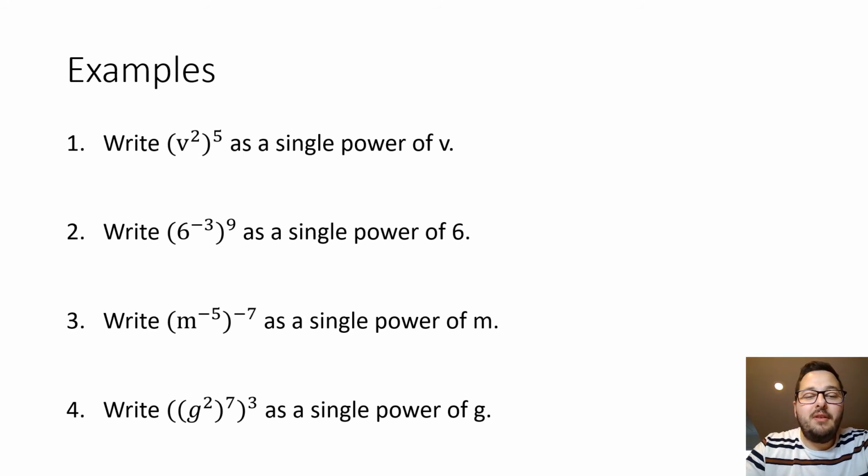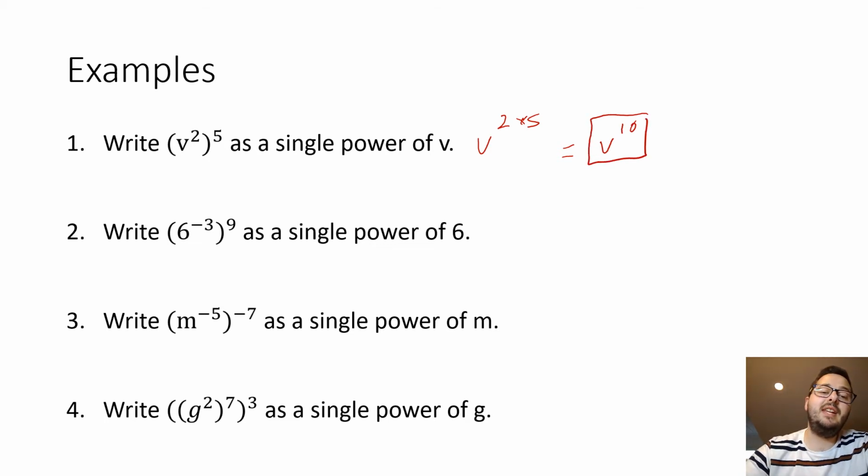Okay, so number one, this says write v squared to the power of 5 as a single power of v. Well, that is just v to the power of 2 times 5, which is v to the power of 10. The next one says write 6 to the minus 3 to the power of 9 as a single power of 6. So this is 6 to the power of minus 3 times 9, which is 6 to the power of minus 27.